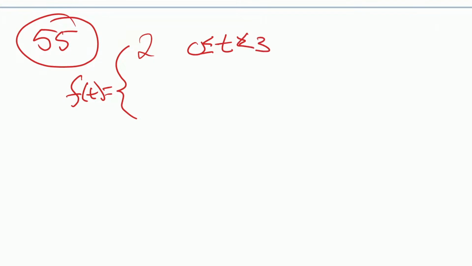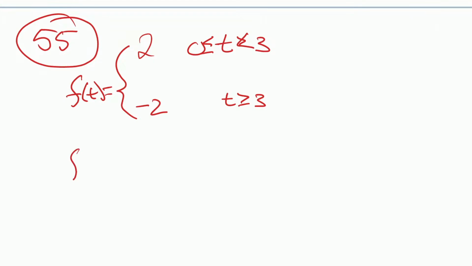F of t equals 2 when t is greater than or equal to 0 and less than 3, and then it's negative 2 when t is greater than or equal to 3. Okay, excellent. So first things, we're supposed to come up with the Laplace transform. And you want to know where the 4 came from? Yep. Okay, let's do it.